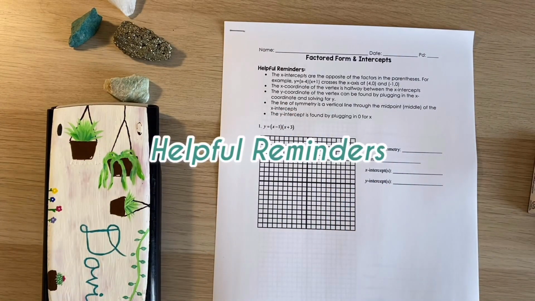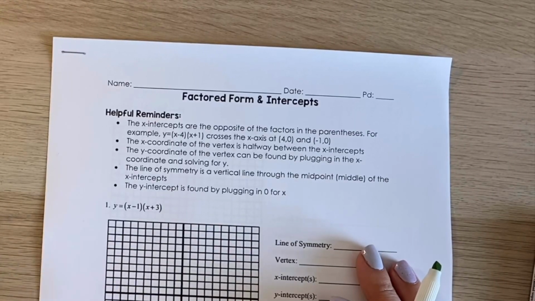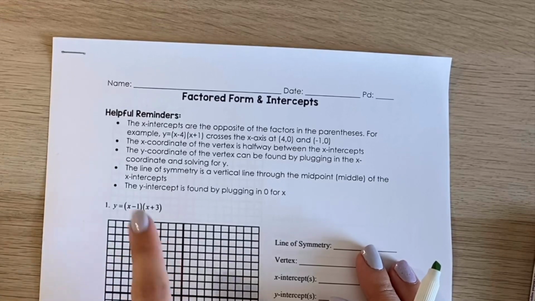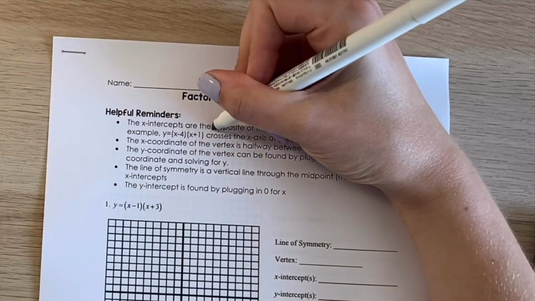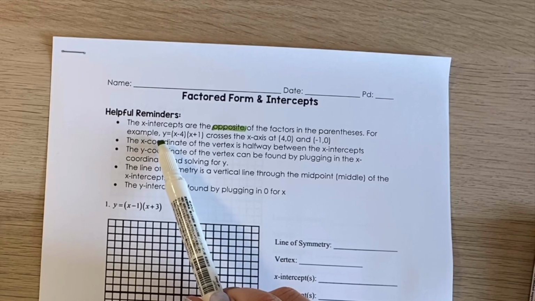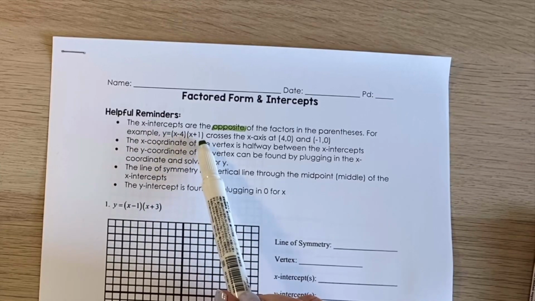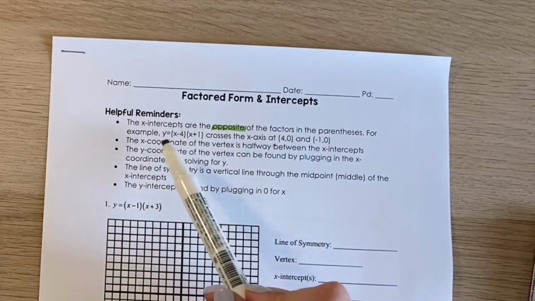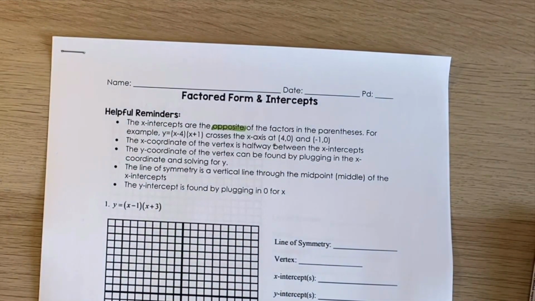So let's begin with some helpful reminders. In a lesson shortly before we left for this break, we learned that the x-intercepts have a connection to the factored form. The x-intercepts are the opposite of the factors in parentheses. So for example, in the factored form y equals (x minus 4)(x plus 1), we would notice that the graph would cross the x-axis at (4, 0), 4 being the opposite of negative 4, and (negative 1, 0), negative 1 being the opposite of the plus 1 we see in parentheses here. So that first bullet point is really the connection between the x-intercept and the factored form.